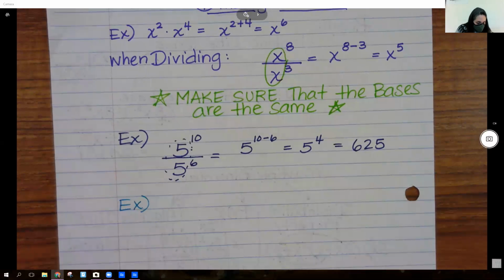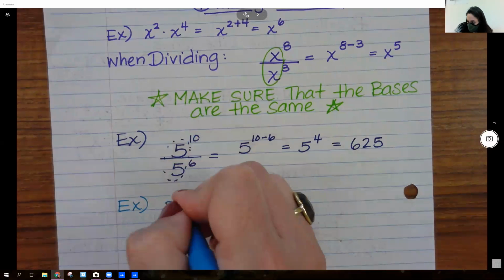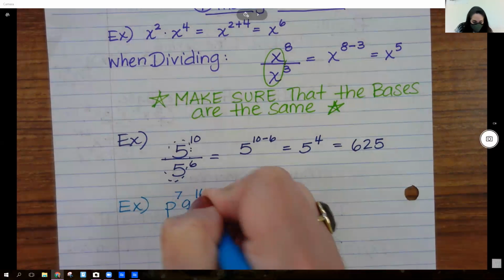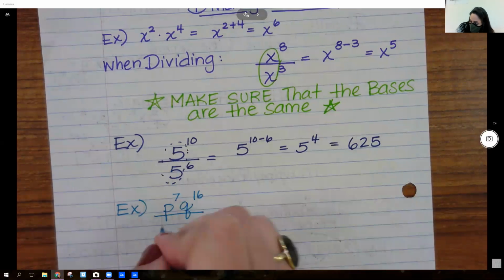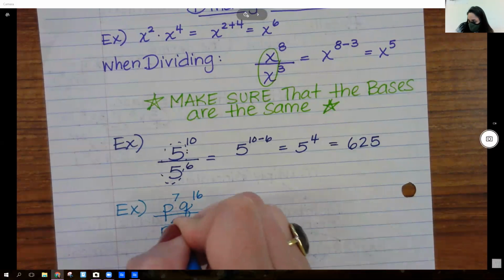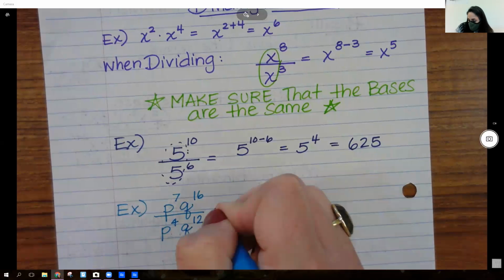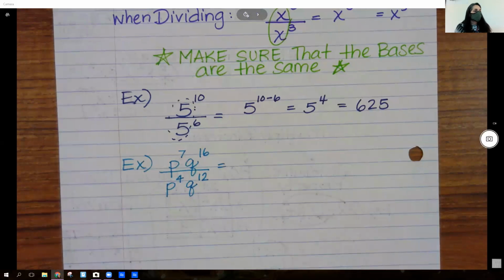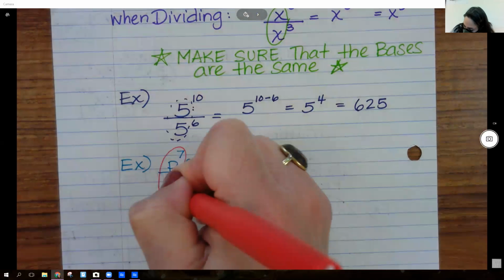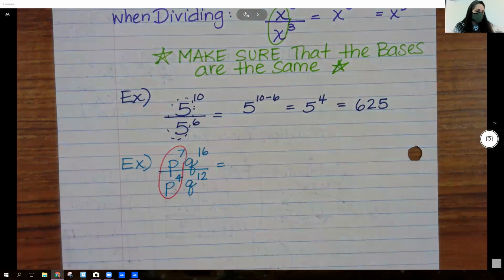Okay. So let's jump to something that has 2 variables. So how about p to the 7th, q to the 16th, all over p to the 4th, q to the 12th. Okay. So notice, what is this teaching you? Like I always say, it's teaching you to be organized and observant. So you got to make sure that you keep the same variables together. So I'm going to circle these p's to remind me that I can only work with the 7 and the 4 there.